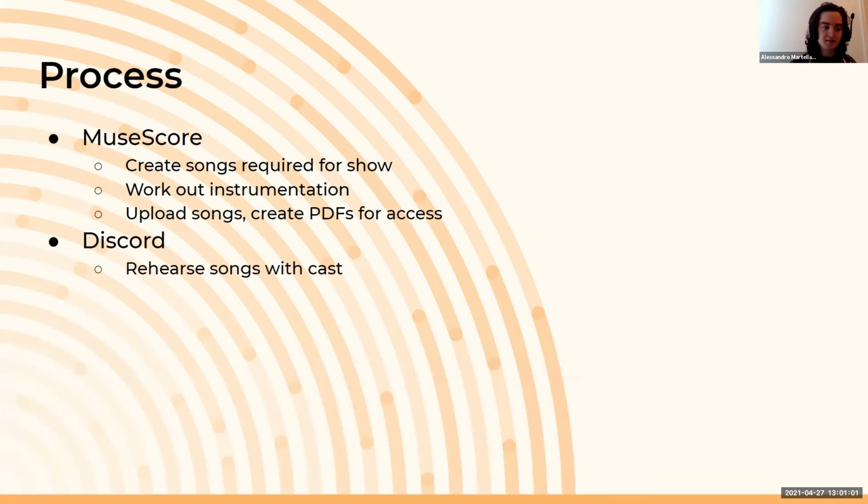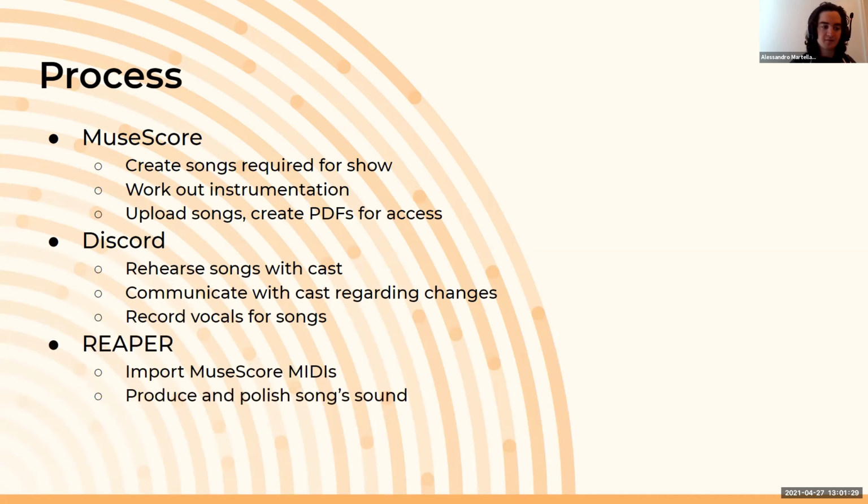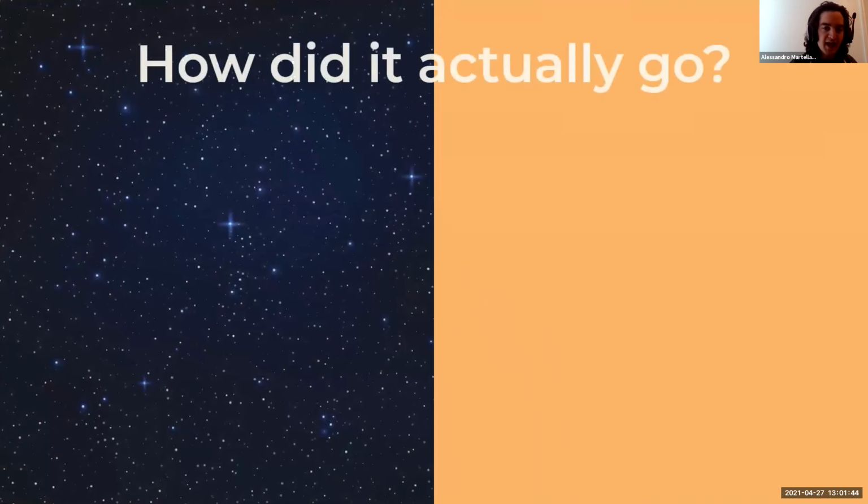In Discord, the communication app, I rehearsed songs with a cast that I found this semester of all RIT students. I communicated with the cast regarding any changes that I made to these specific songs. And I also recorded the vocals for the songs. And then in Reaper, I imported the MIDIs, which is basically a super simple way that a computer interprets music. I imported those from MuseScore to Reaper. And this is what I'll be doing this upcoming week before the due date. And then I'll produce and polish the song sound, and then I'll place in the recorded vocals and ideally the visuals, was the plan.